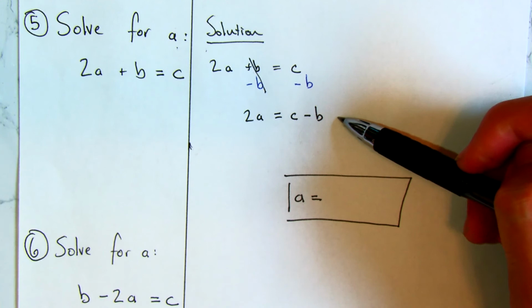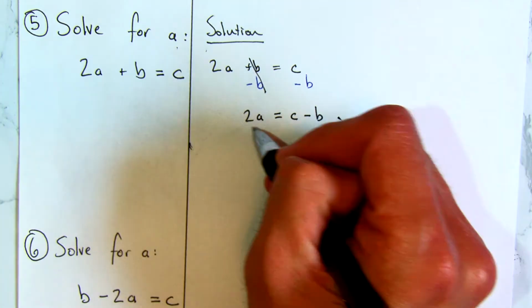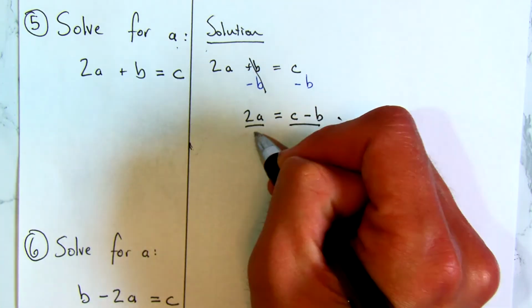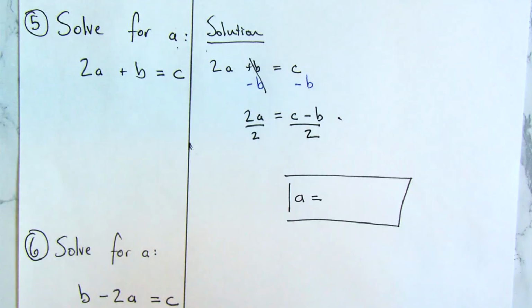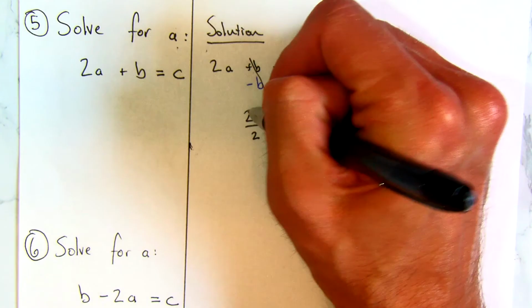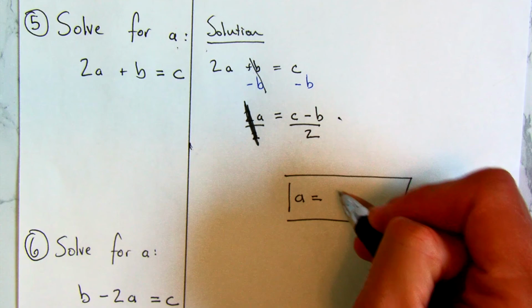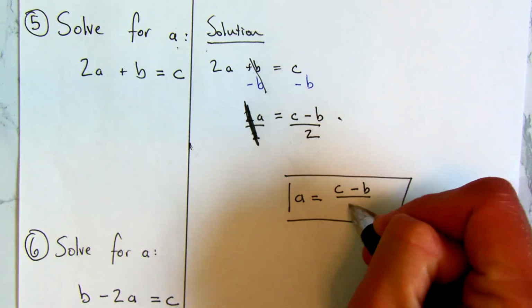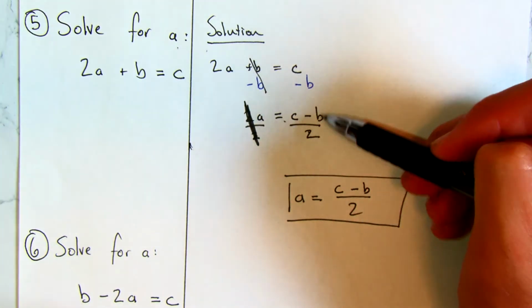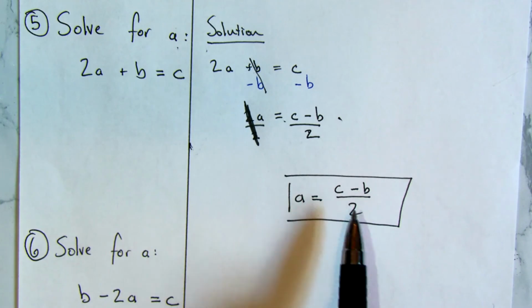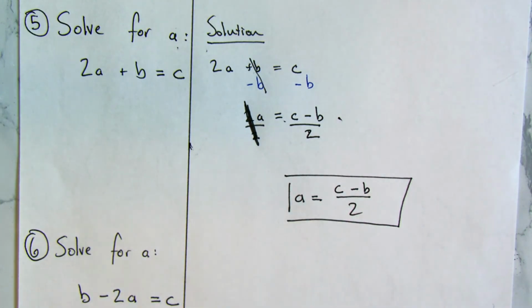C minus b, and then divide everything by 2. And a is equal to c minus b over 2. Now since 2 doesn't go into c or b, you can't really simplify this, so you can leave your answer like that.